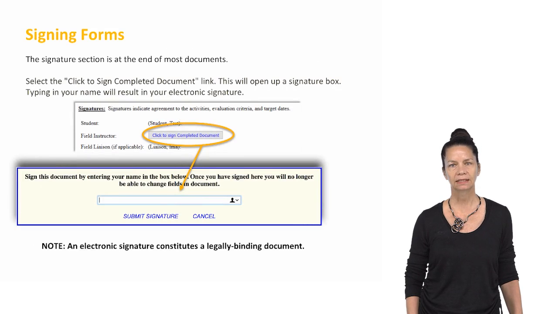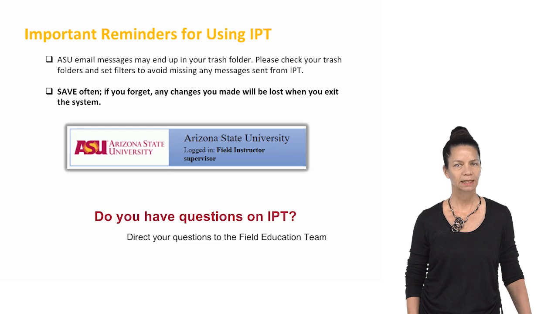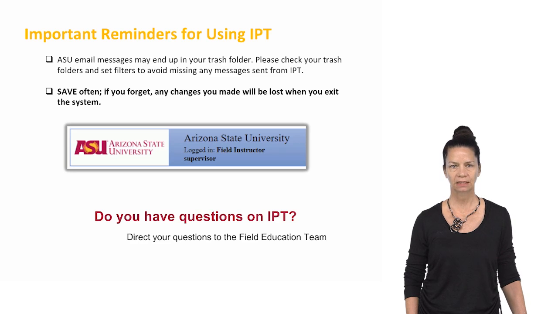At the end of documents is a signature section. It is essential to sign the completed and reviewed forms. Select the Click to Sign Completed Document link. This will open up a signature box. Typing in your name will result in your electronic signature. Please remember, IPT email messages may end up in the junk email folder or trash. Be sure to check your folders and set filters to avoid missing any messages sent from IPT. Save often. If you forget and leave the page, any changes you made are lost.